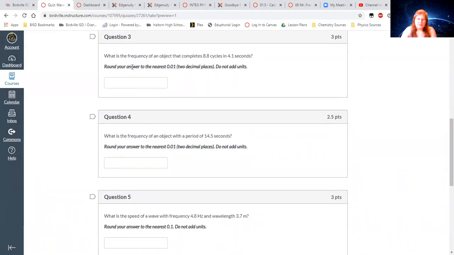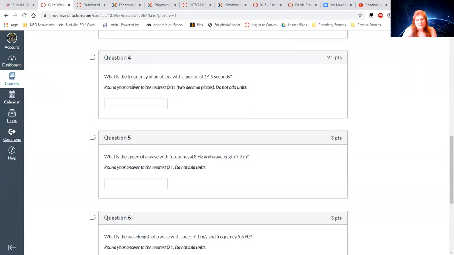Now we're going into frequency. What's the frequency of an object that completes 8.8 cycles in 4.1 seconds? And again, one of your methods for finding frequency is number of cycles divided by number of seconds. So 8.8 cycles divided by 4.1 seconds, plug that in your calculator, rounding to 2 decimal places, you get 2.15, no units. But keep in mind that your units for frequency are hertz, Hz.